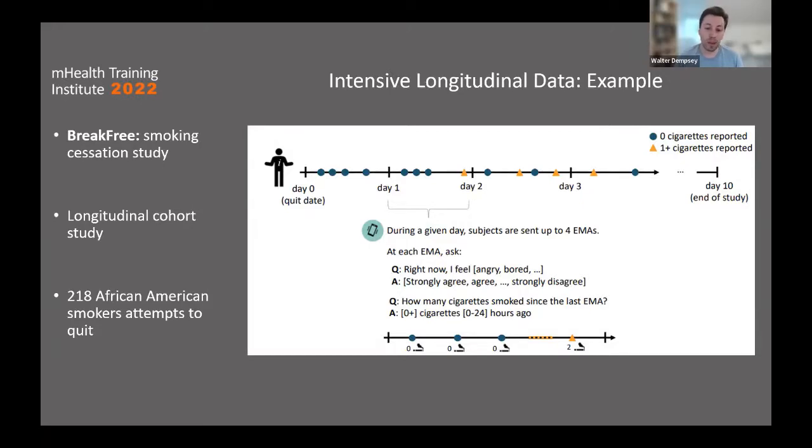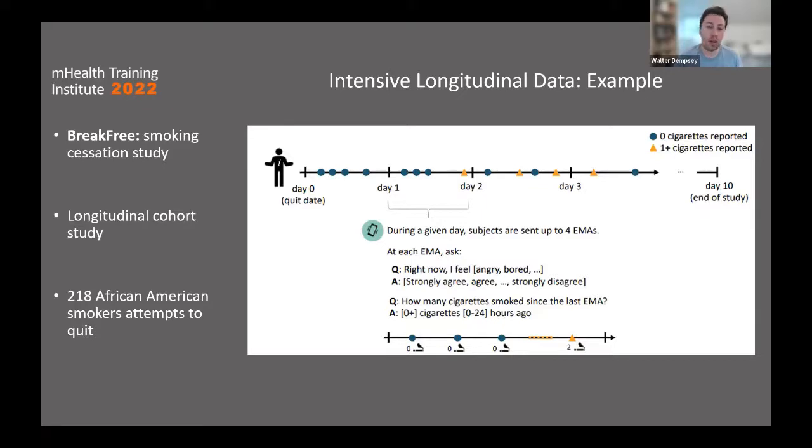What we're doing is 4 times a day, we're asking individuals to report a bunch of different items. We're asking them to report whether or not they've smoked in the recent past. So that's where you'll see these green circles are 0 cigarettes reported. The triangles are 1 cigarette or more reported. And then they're also filling out a bunch of items related to positive and negative affect, urge, and things of that nature. So roughly speaking, you should think of the intensive longitudinal data.